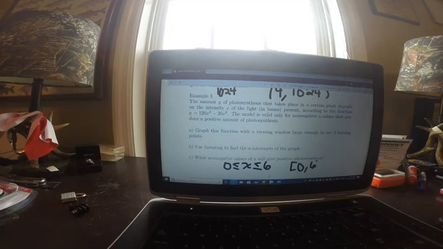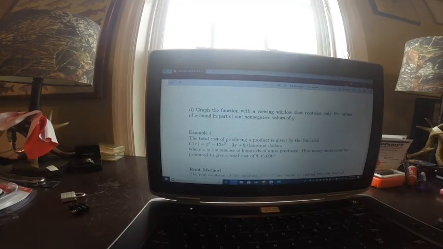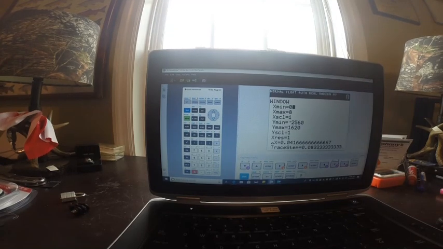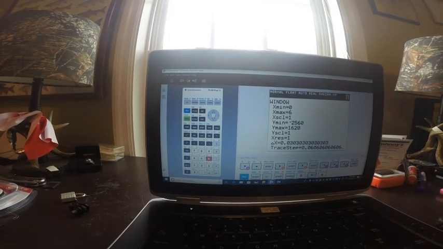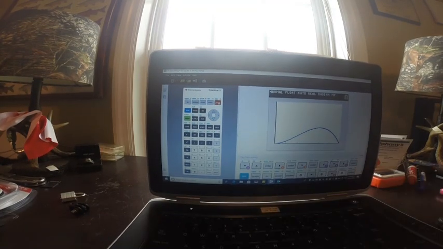And that would be the answer to example 3. We got a part D. Graph the function with a viewing window that contains only the values of x found in part C and non-negative values of y. Okay, little window exercise. We get windows, so we're going to go from 0 to 6, non-negative values of y. So y min, 0, y max, whatever that is, we'll leave it the same, and we'll graph it. And it does a really good job of graphing it. Okay, just like I said, an example on how to use your calculator a little bit more.